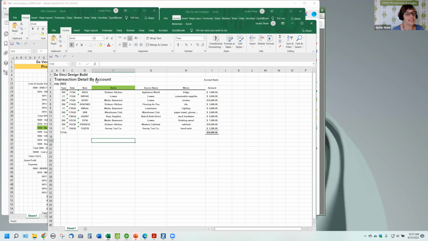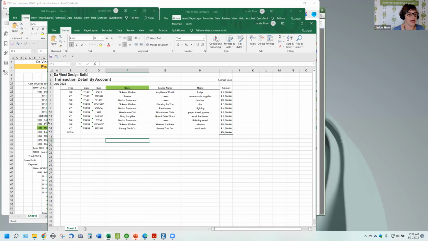Okay, here's an example. When I see that these two numbers don't match, I'm going to double click on materials on the P&L and see what's going on. Here's the problem. Everything in COGS must have a customer name. Do you see how this says Lowe's twice? That's because this wasn't assigned to a job. So this doesn't even belong in COGS, it belongs in indirect. So you have to be really careful about what you put in COGS.